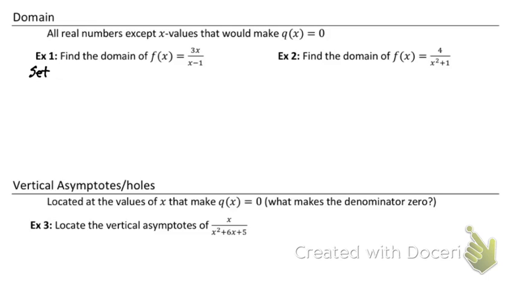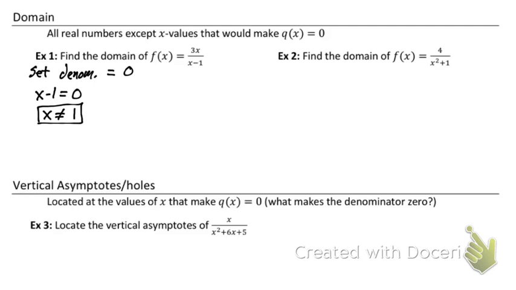Did I put denominator? I just put q of x. Let's put denominator. You've got to set your denominator equal to 0. So in this case, we're going to set x minus 1 equal to 0. So that's going to mean that x cannot be 1, because your denominator cannot be 0.